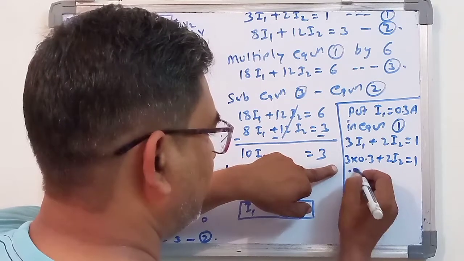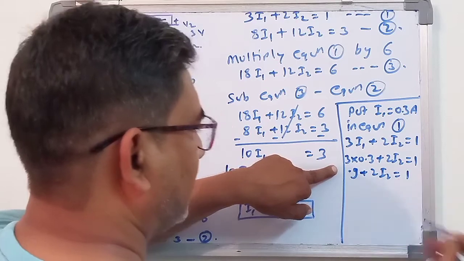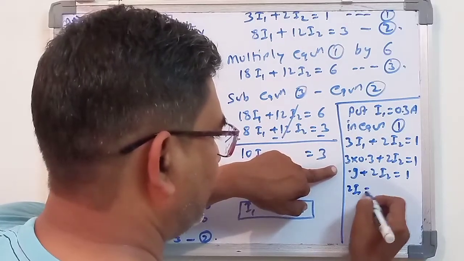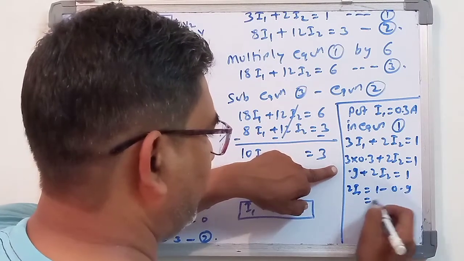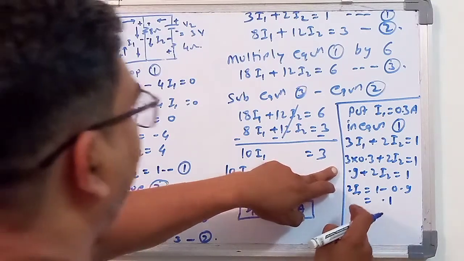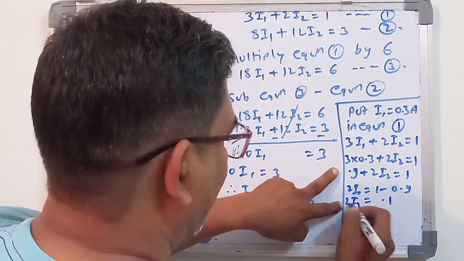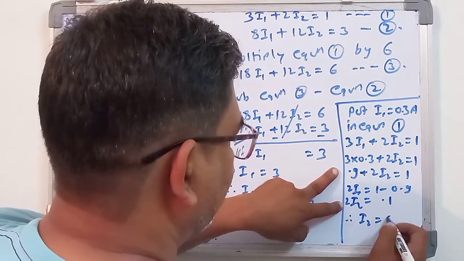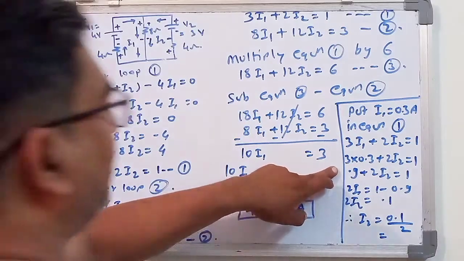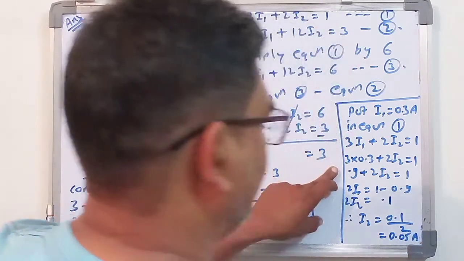0.3 multiplied by 3 is 0.9, plus 2I2 is equal to 1. Just change that number: 2I2 is equal to 1 minus 0.9. You will be getting 0.1 here. Therefore I2 is equal to 0.1 divided by 2. What will you be getting? You are obtaining the value 0.05 ampere.